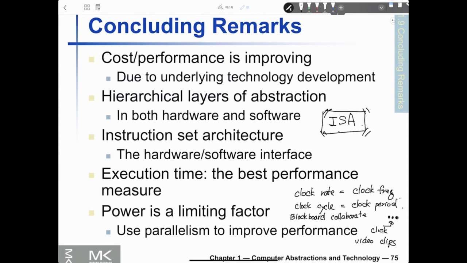Using parallelism means using more cores. Yes, that's correct. Any other question?